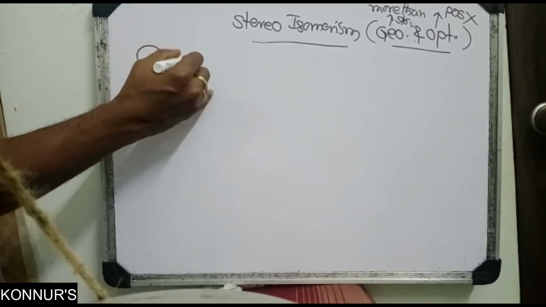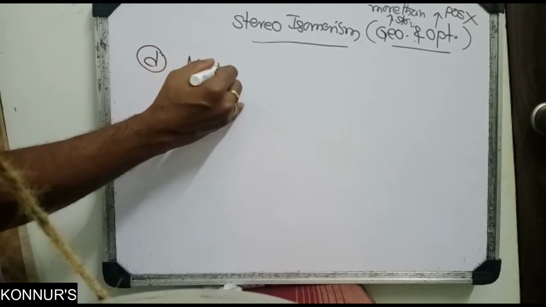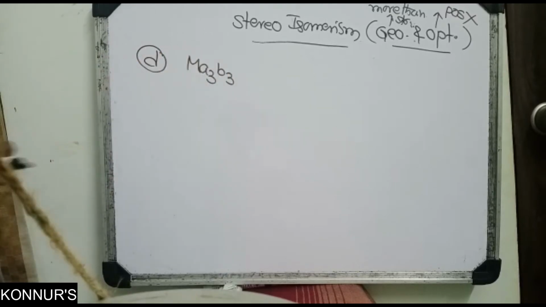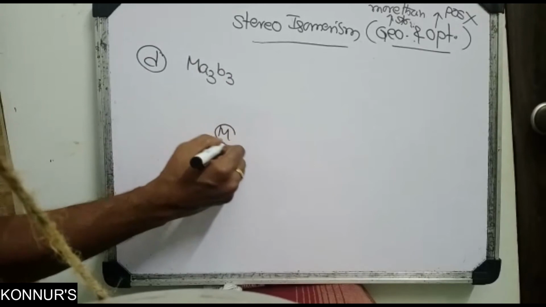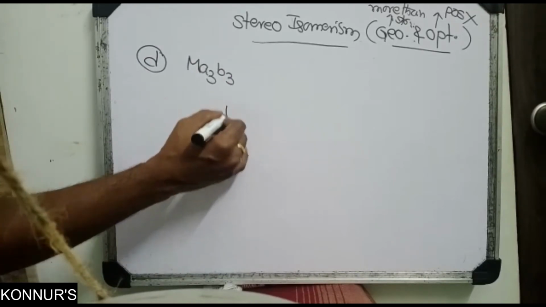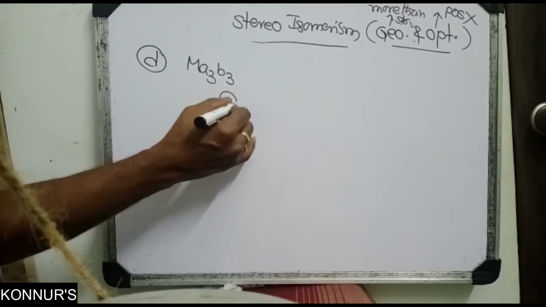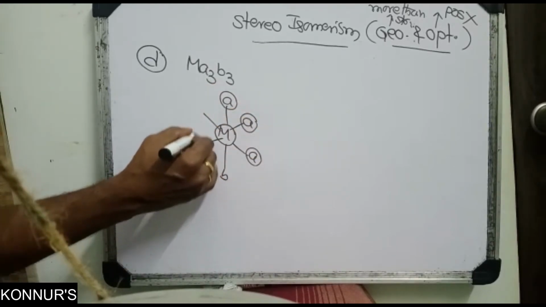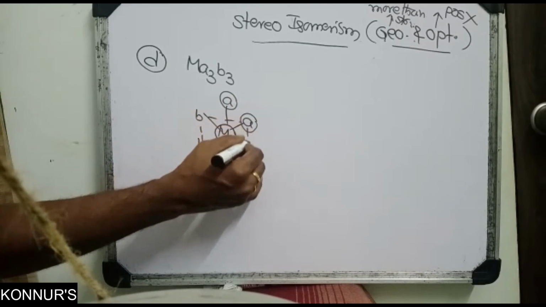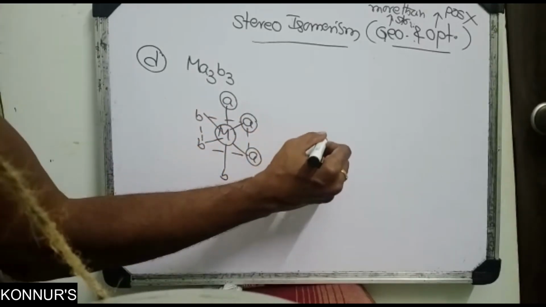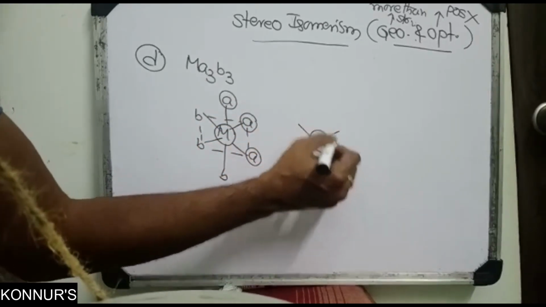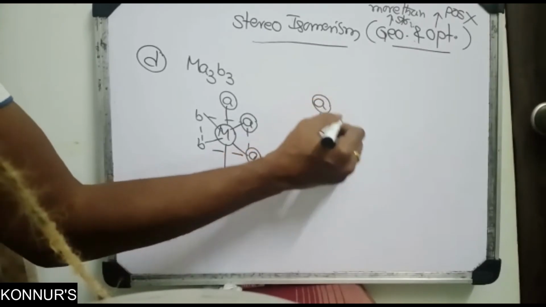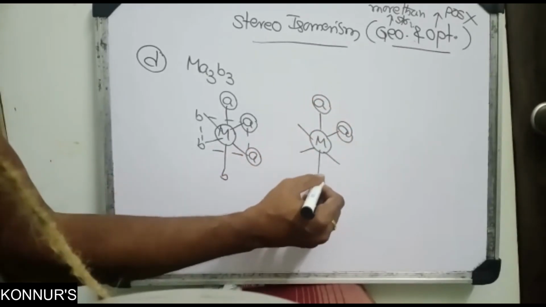Next one, Ma3B3. So you can write M. So 3 A's continuously you write down. Next, M, A. Give gap.